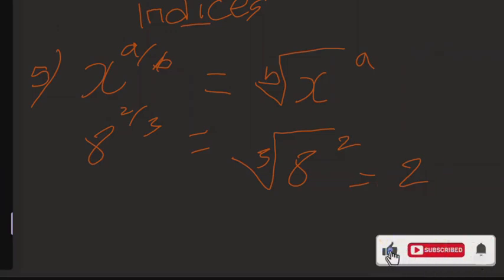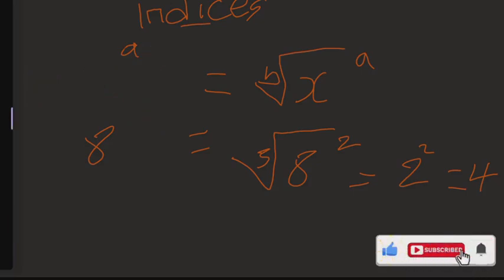Now, since we have 2 there, we're going to make use of the power because we're done with the roots. So for the power, we have 2 raised to the power of 2, which gives us 4. So we've dealt with the base, the roots, and then the power gives us 4. Take note, we need to deal with the root first before we move on to the power. So we're done with law 5.